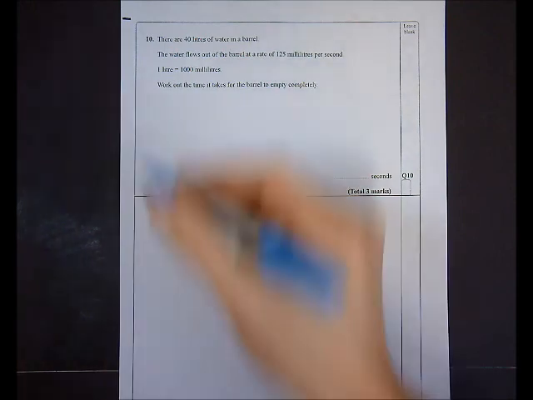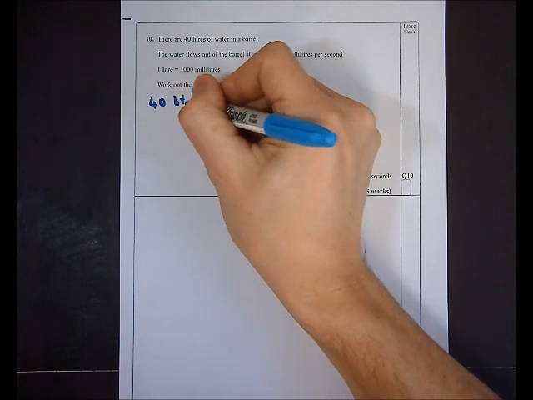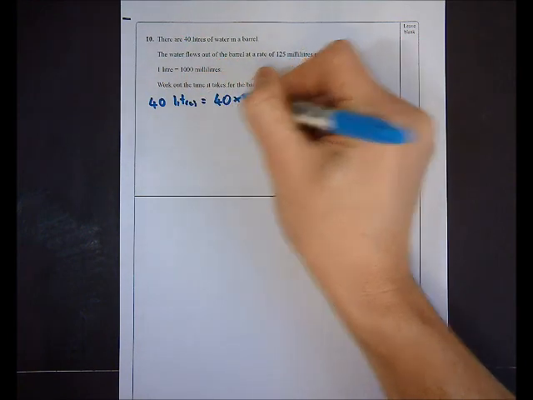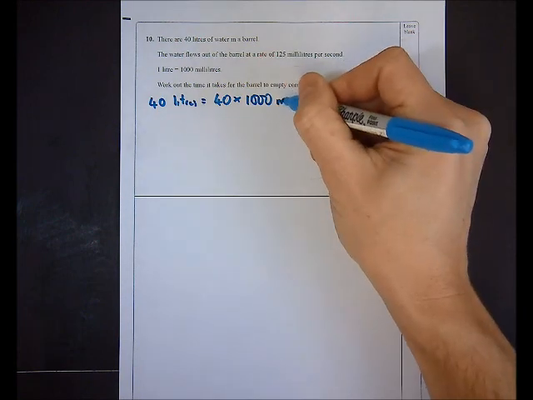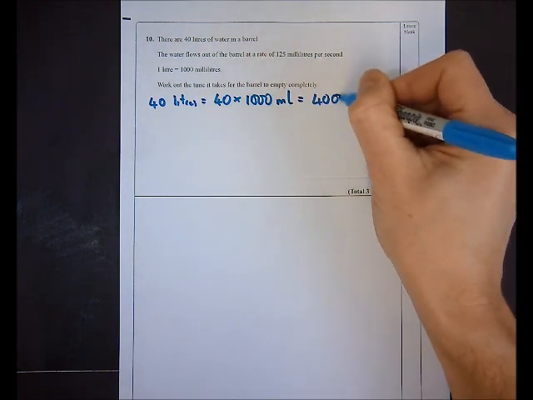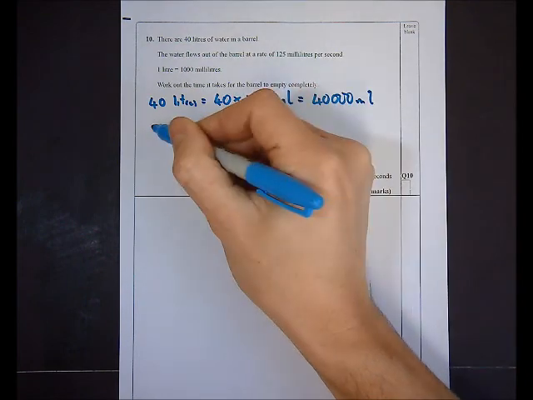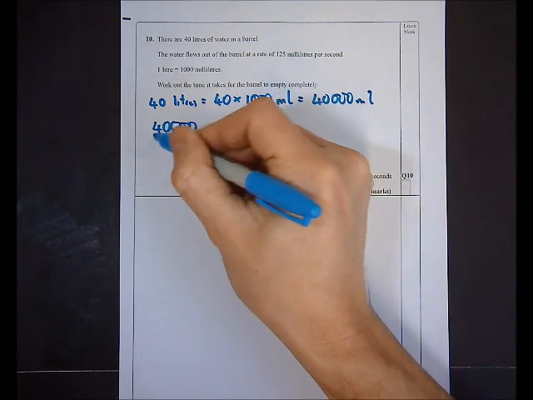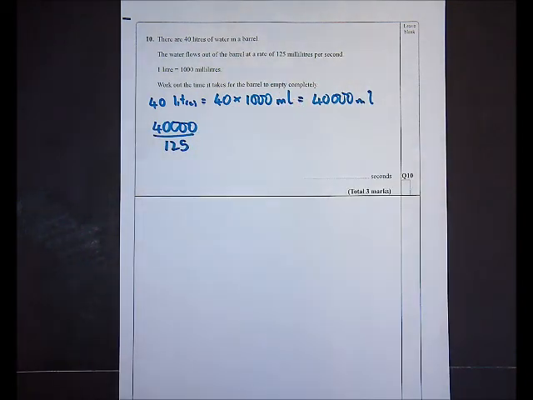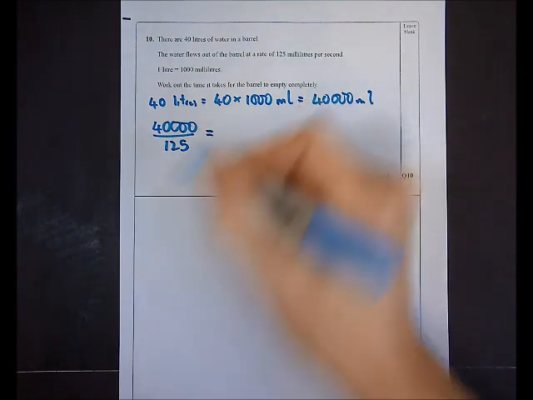In question 10, I'm told there are 40 litres of water in a barrel and that it flows out at a rate of 125 millilitres per second. I'm also told that 1 litre is 1000 millilitres and asked how long will it take for the barrel to empty completely. So 40 litres is going to be the same as 40 times 1000 millilitres, which is going to be 40,000 millilitres. Now, if I'm losing 125 millilitres per second, if I do 40,000 divided by 125, I'm going to get how long it takes in seconds to empty.